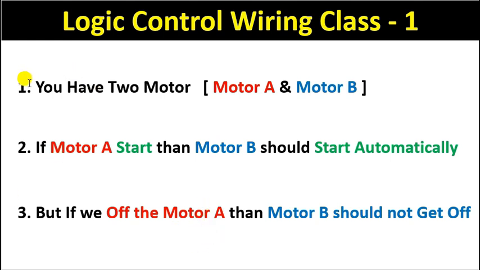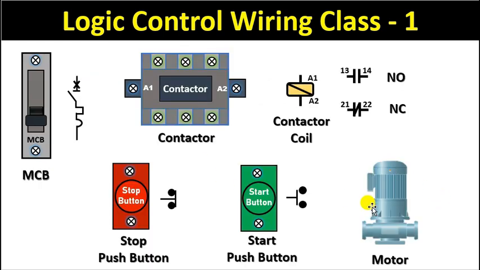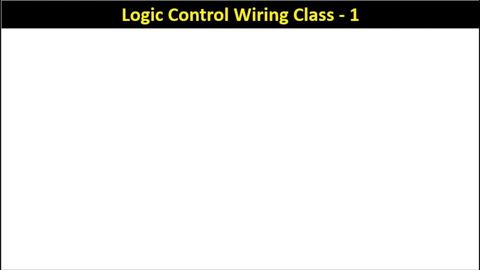First of all, we will use logic number 1. Here we have two motors. If we want to turn on a motor, we have to use a contactor. We made a symbol of this contactor, so I am copying it from here and pasting it on this page. Since we have two motors, we need two contactors to turn them on, so I made two contactors.